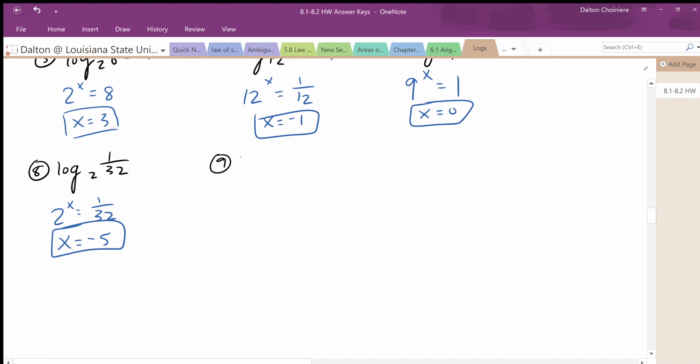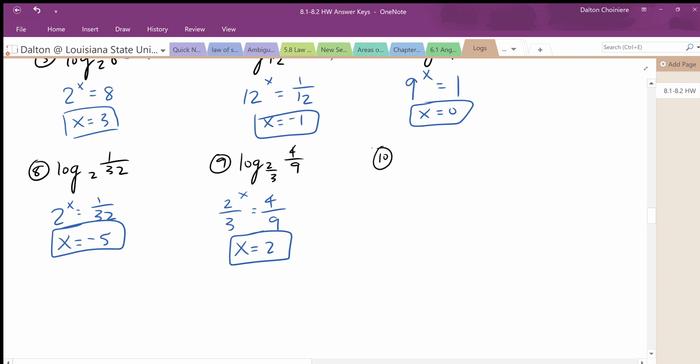Number 9, log base 2/3 of 4/9. This question becomes base of 2/3 to what power would give you 4/9. Well, don't get freaked out with the fractions. 2/3 to some power is equal to 4/9. Notice these are both squares of 2 and 3. Therefore, x just equals 2. 2/3 times 2/3 gets us 4/9.